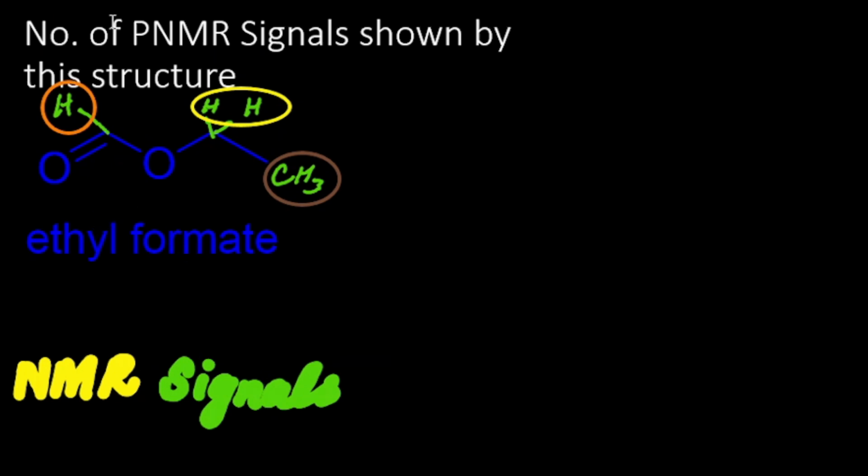Now this is the ethyl formate. This is the CH3 group, and this group is attached with the CH2 group that is directly attached with the O and then the aldehyde group. It means the formate group.